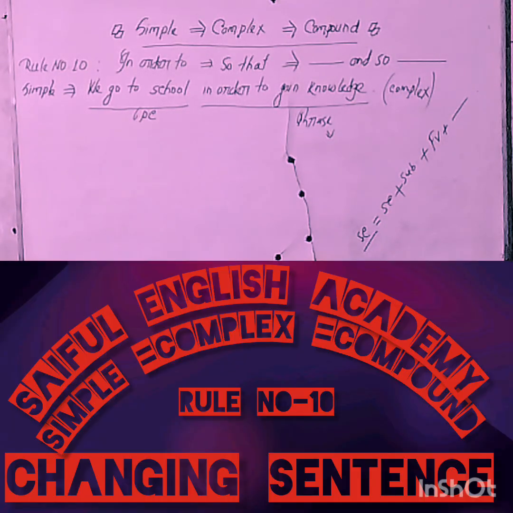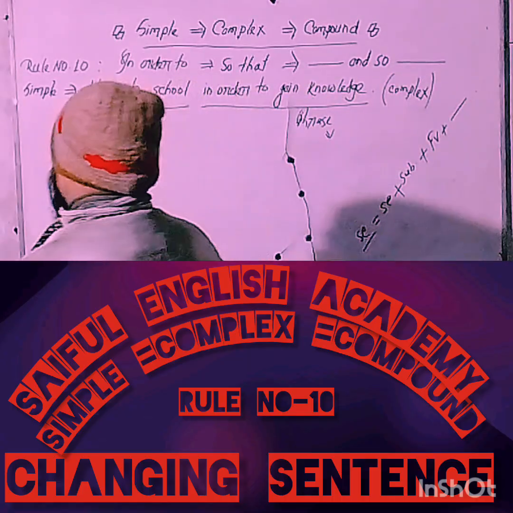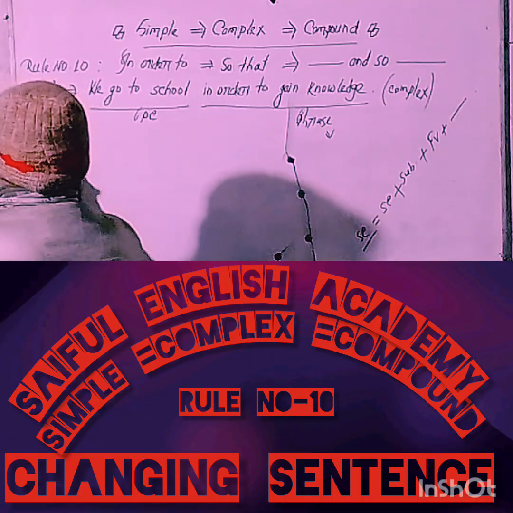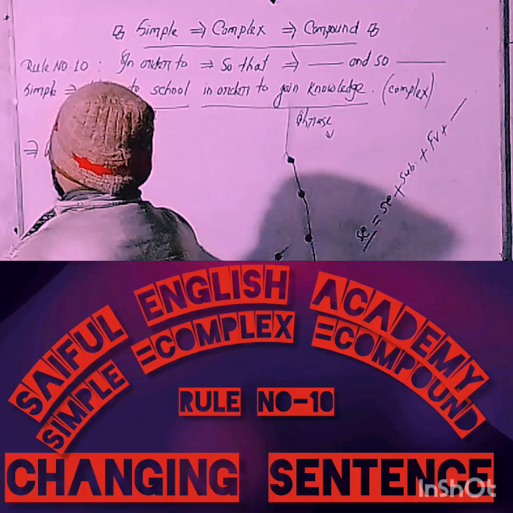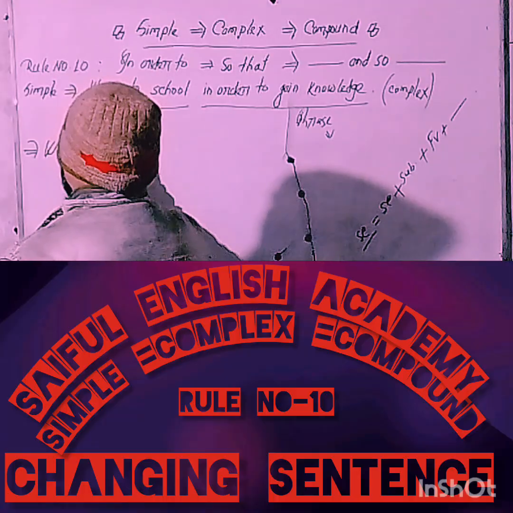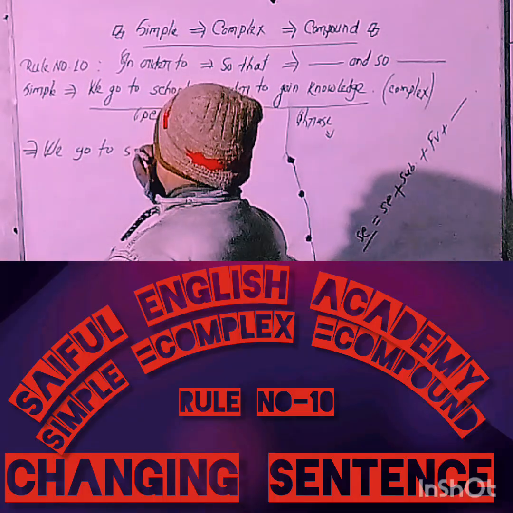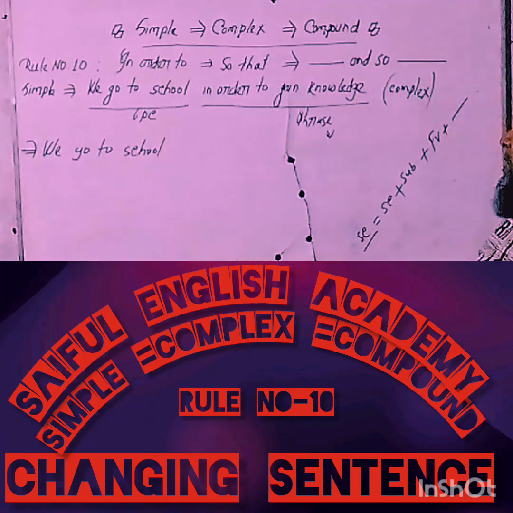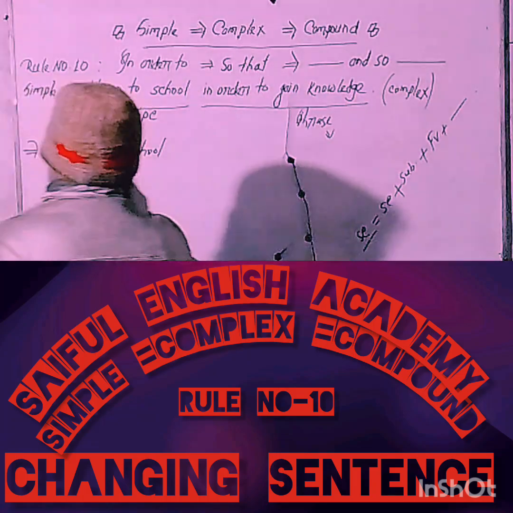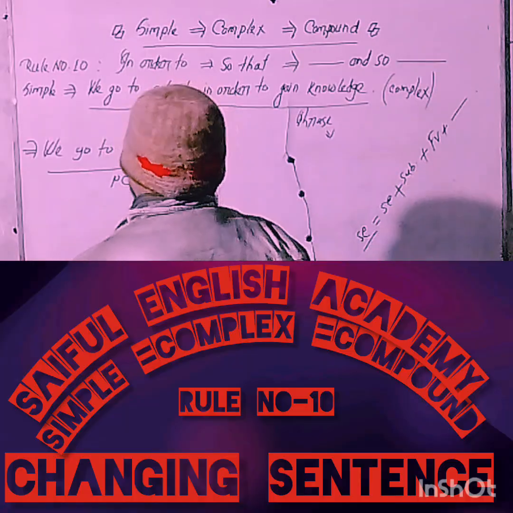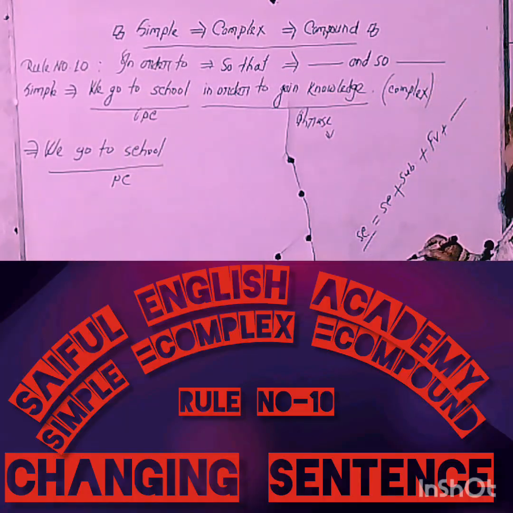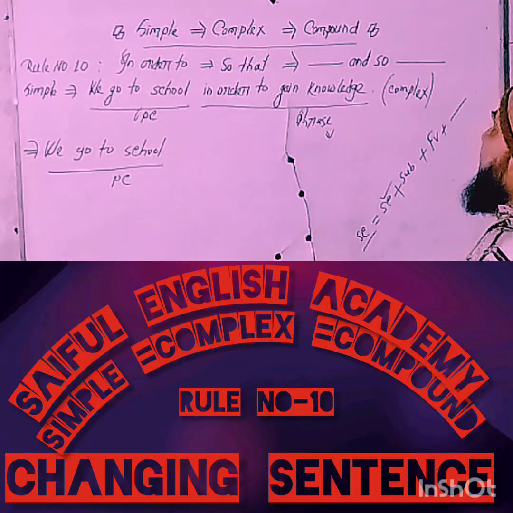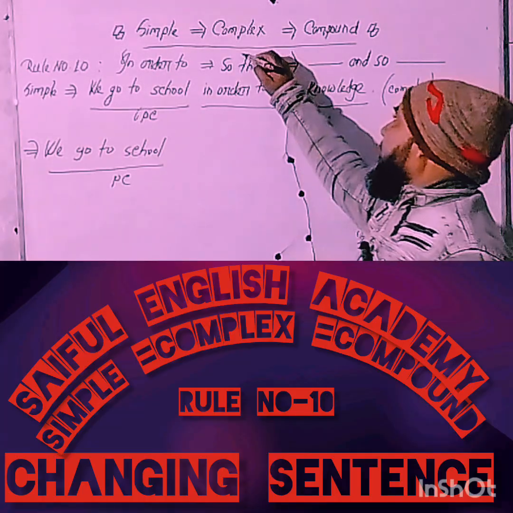Okay, my dear learners, so start writing the answer. At first you have to write the principal clause. Here, principal clause: we go to school. It's a principal clause. Now try to form a subordinate clause. At first, write the subordinate conjunction. In this case, you have to use a subordinate conjunction.